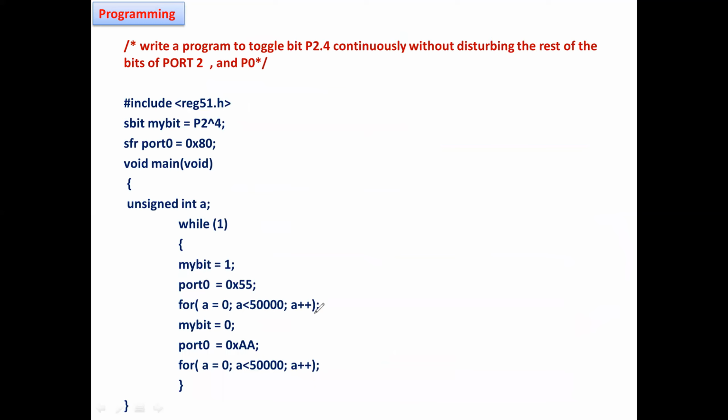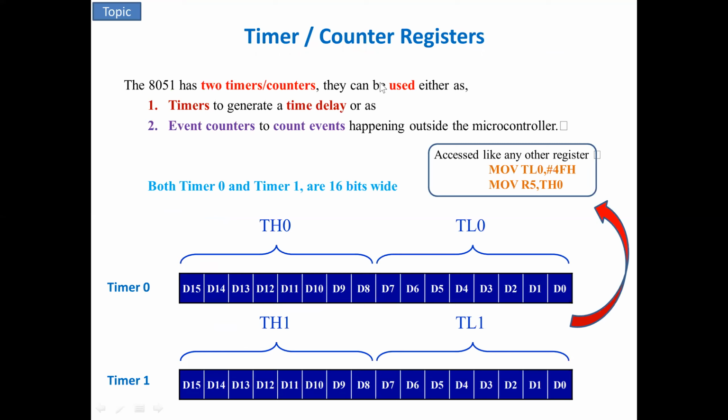If you see the previous programs, in general programs, we have used some for loops. These for loops give what we call an unknown delay. We don't know exactly what the timing is. Now we are going to use the timer to obtain an exact delay.